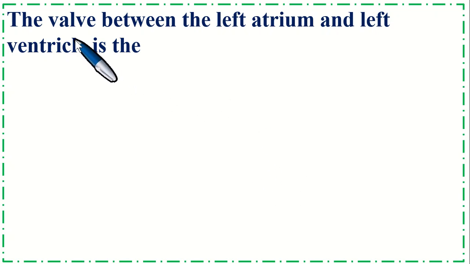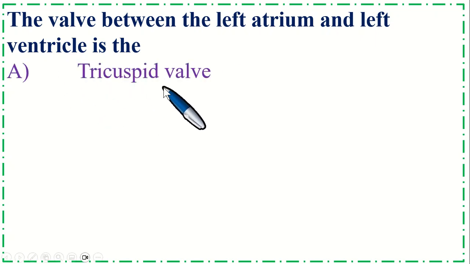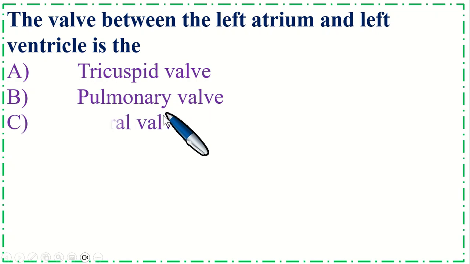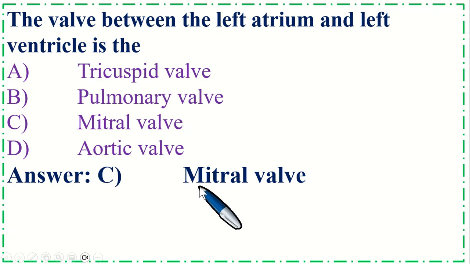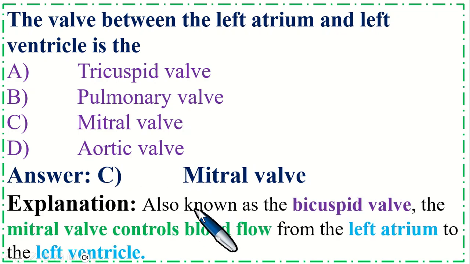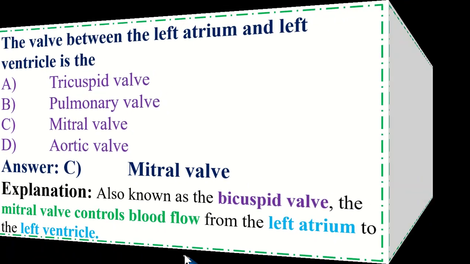Dear students, this is a very important MCQ. The valve between the left atrium and left ventricle is: option A, tricuspid valve; B, pulmonary valve; C, mitral valve; and option D, aortic valve. So the correct option is C, mitral valve. The mitral valve, also known as the bicuspid valve, controls blood flow from the left atrium to the left ventricle.